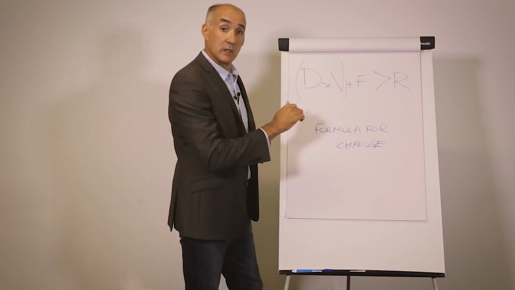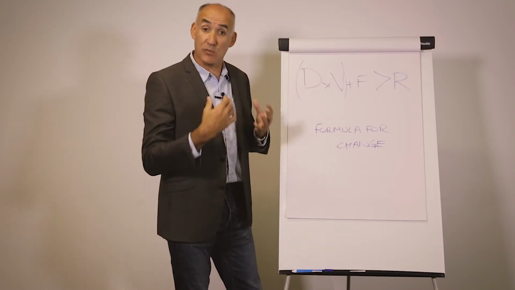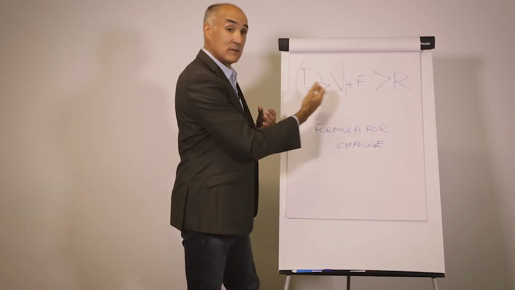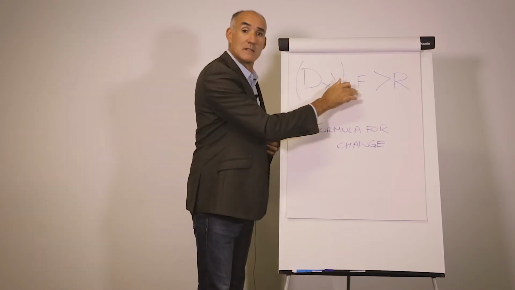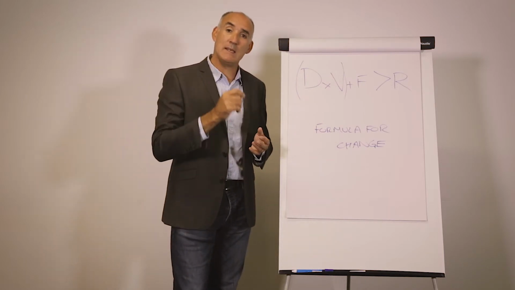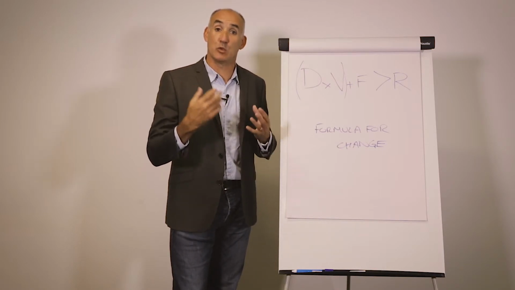You can see there is a time signal there because these are out of 10. So if you create dissatisfaction, or you find it, and if you can create or communicate vision, these can both be out of 10. Now, but then we've got this plus F. Now, F stands for first steps. Without the easiest possible first step, again, people will create additional resistance.